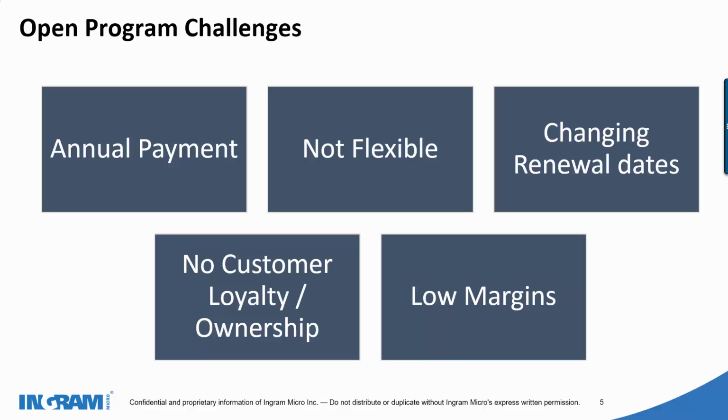Another problem is that the open program was designed for selling and transacting. That's it. It was not designed to provide services, support, or anything else. So the number of partners in the market is large, which leads to a lot of competition, and it eventually affects your margin. So these are 5 key problems or challenges under the open program, and let's see how they are addressed under CSP.